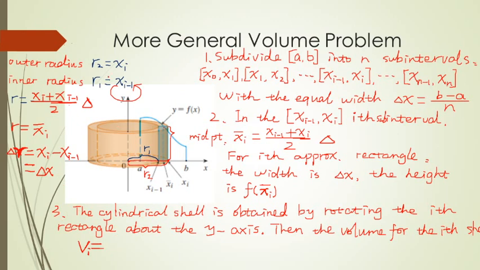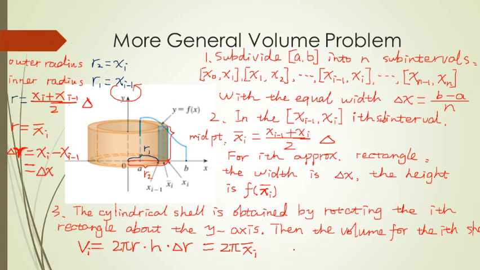So let's recall the volume of the ith shell, using the notation we used before. That will be 2 pi r, the circumference of the circle with the radius r, times the height of the shell, and then times the thickness delta r, right? Let's recall the previous formula: circumference times the height times the thickness. Now what is my r? My r actually is xi bar, right? They are the same.